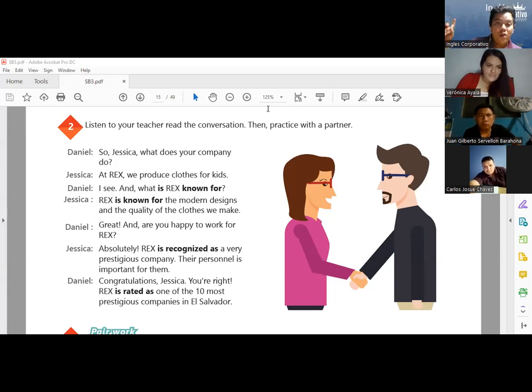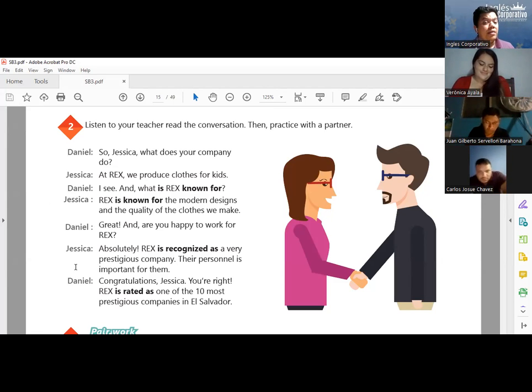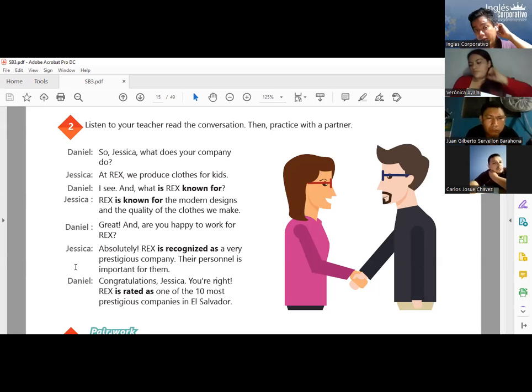This is a conversation between Jessica and Daniel, okay? What are we gonna do? Vamos a hacer la misma dinámica que hemos hecho siempre. I'm gonna practice the conversation for a moment, okay? Then if you have any question with the vocabulary, let me know later, okay? After I finish reading.